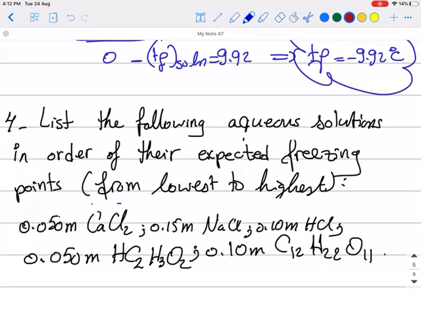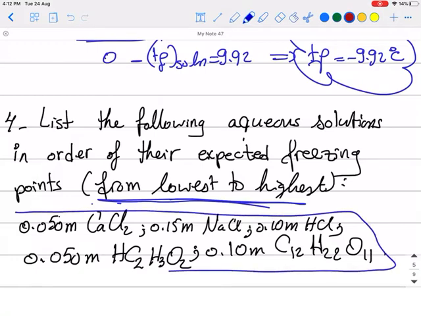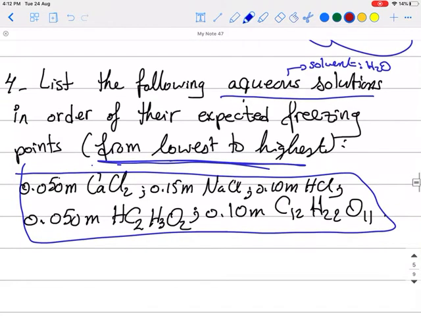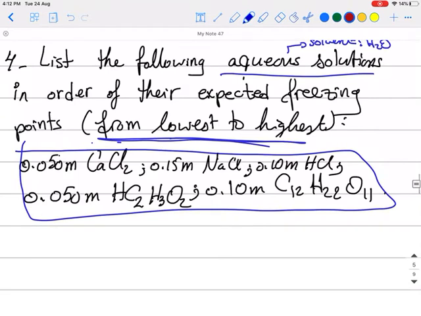Now, list the following aqueous solutions in order of their expected freezing points from lowest to highest. So we want to start from the lowest to the highest, and these are the aqueous solutions. All of them are aqueous, which means definitely that the solvent here is water. Because the solvent is water, K_f is constant for all of them. I will start one by one.